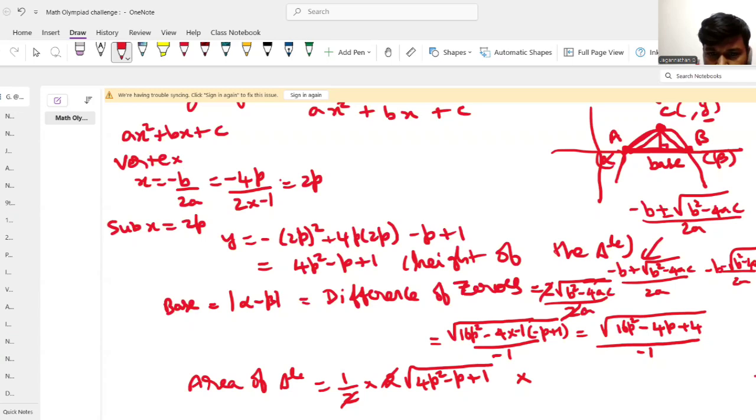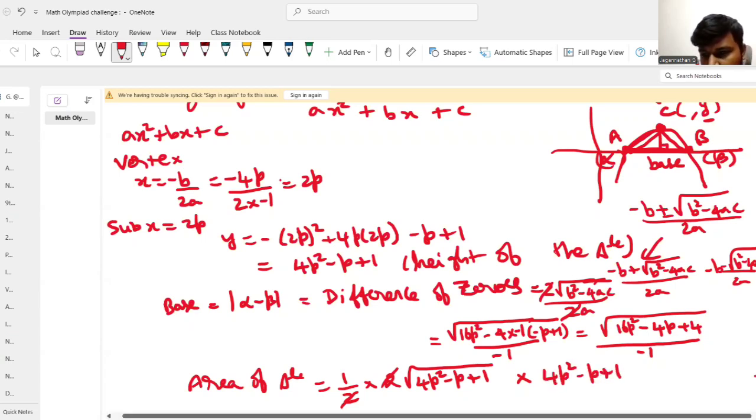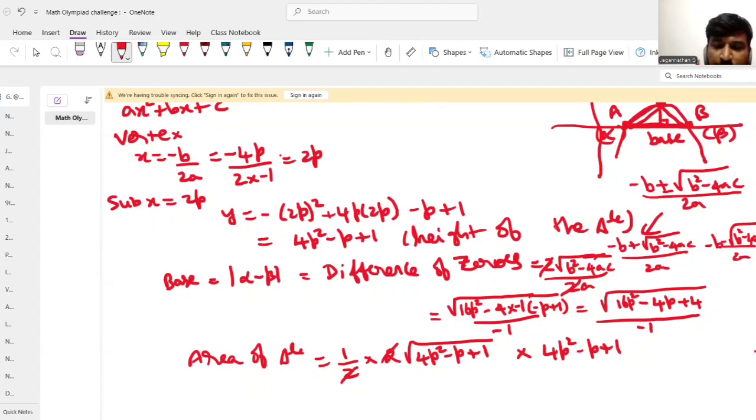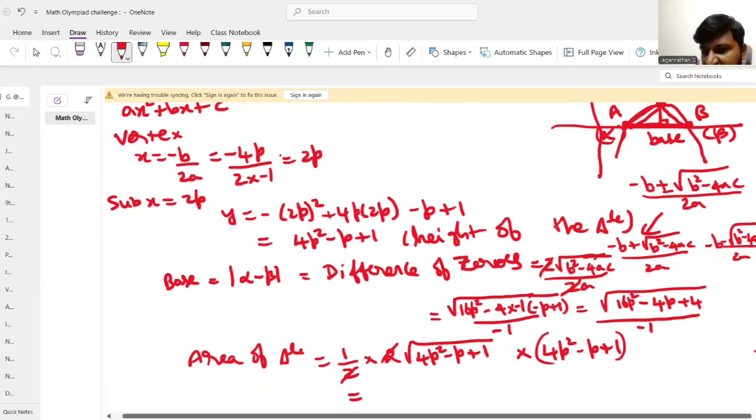And we substitute x equal to p, and we got the height of the triangle to be again 4p square minus p plus 1. So very good. So for how many rational number values of p will this become an integer is my question. You can notice both the values, this value 4p square minus p plus 1, this is also again root of 4p square minus p plus 1.